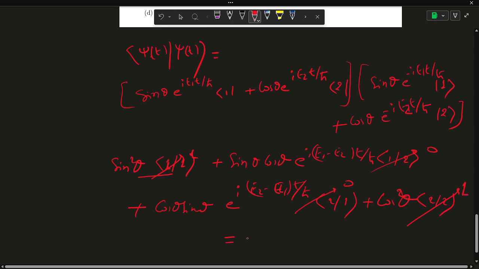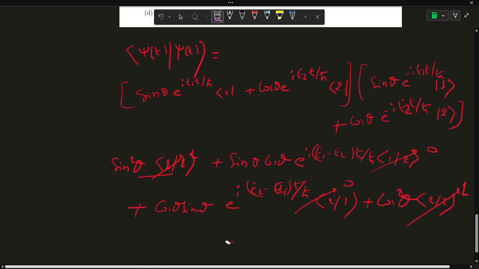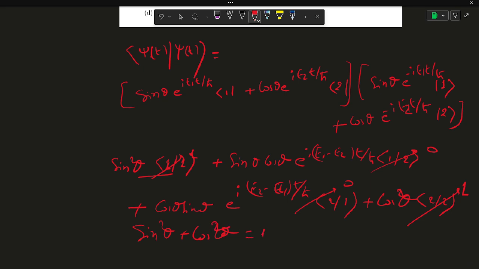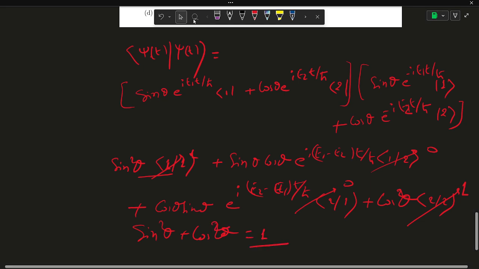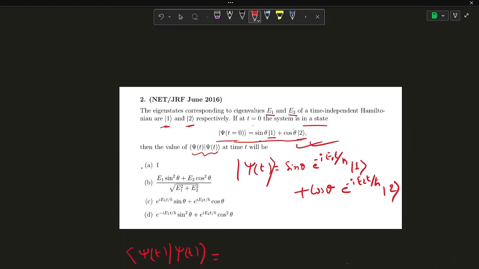So the solution is, we can write it as sin square theta plus cos square theta, which is equal to 1. So the solution will be this part.